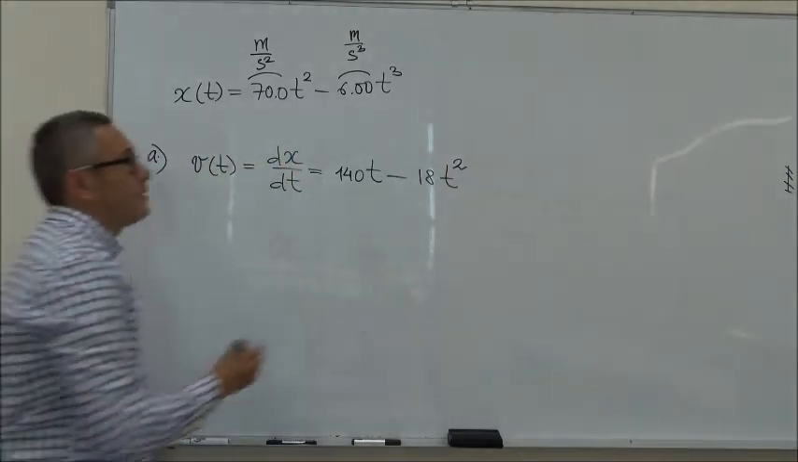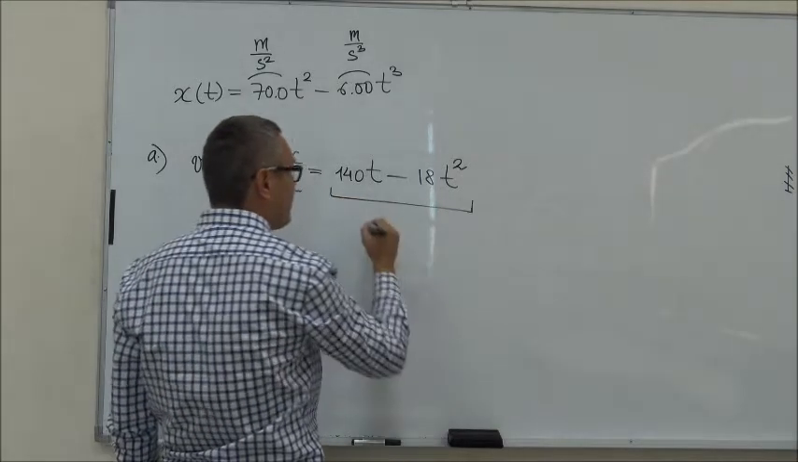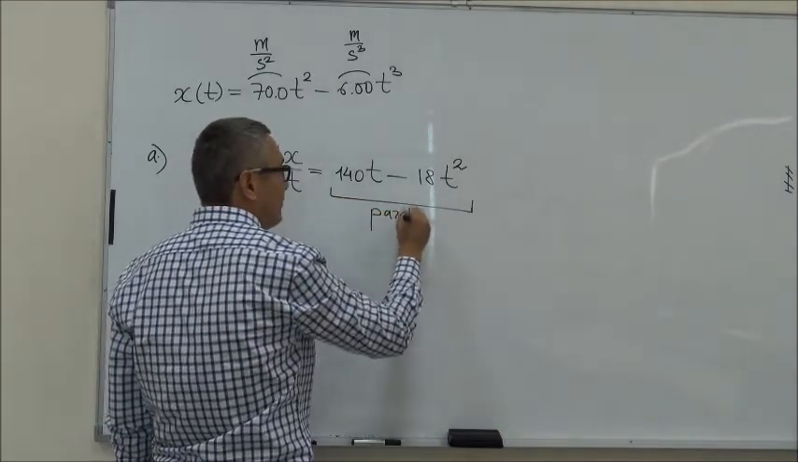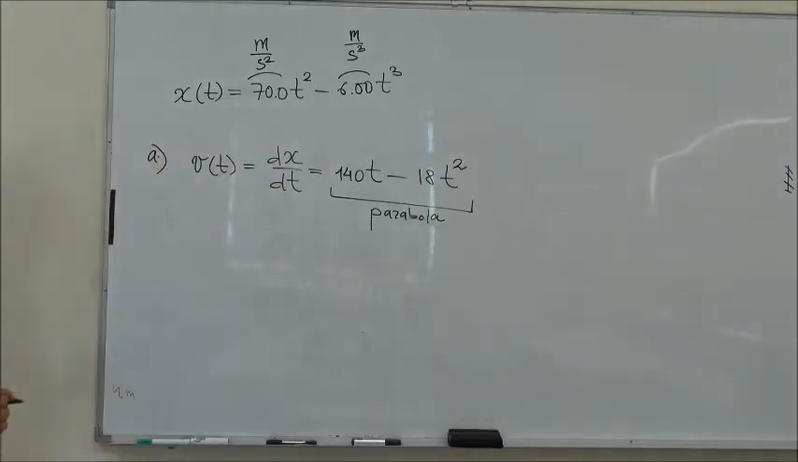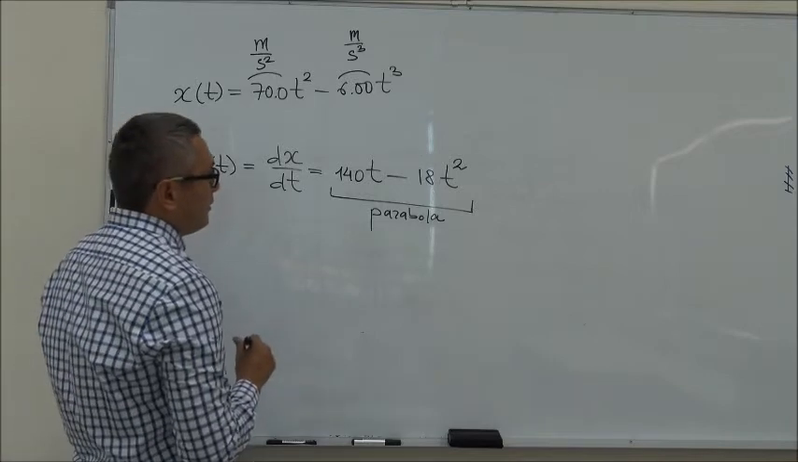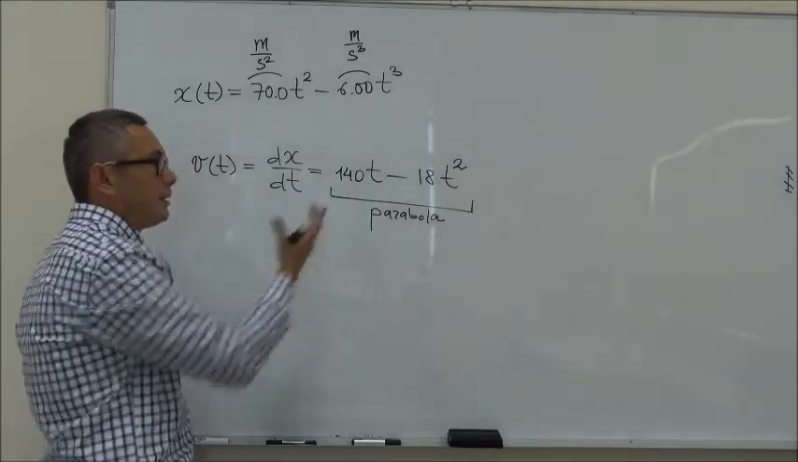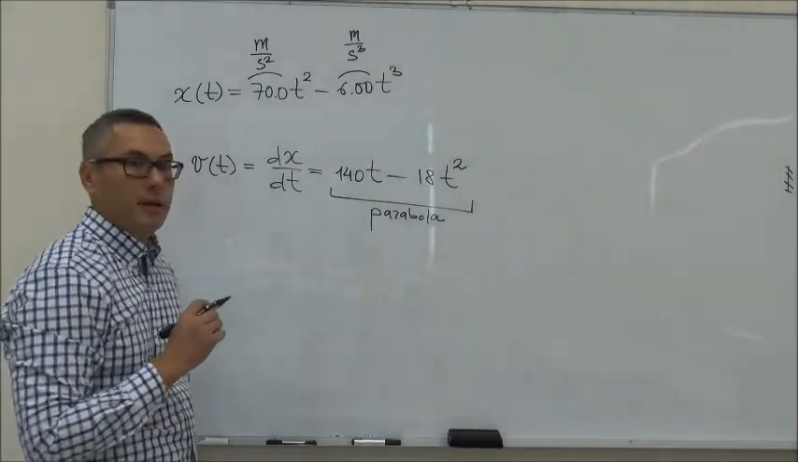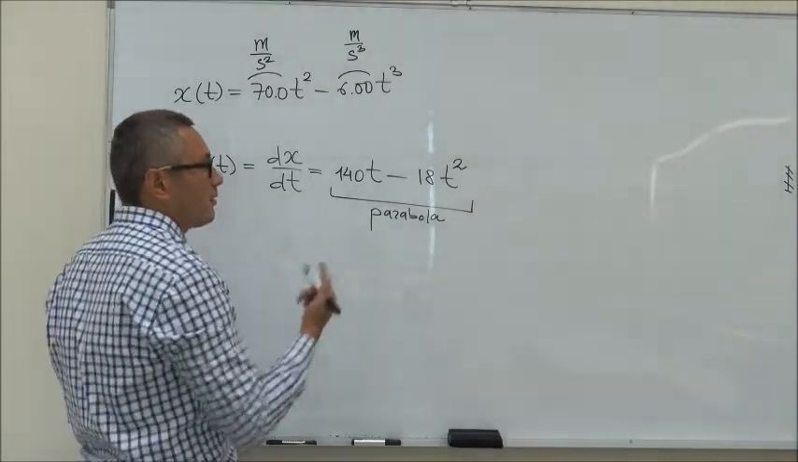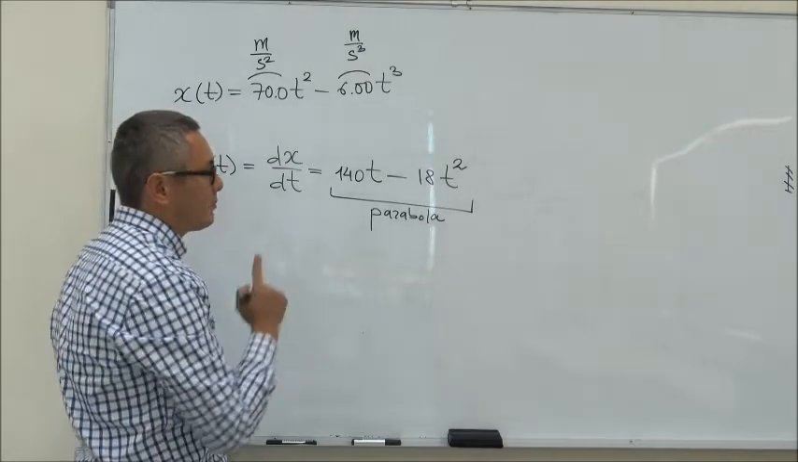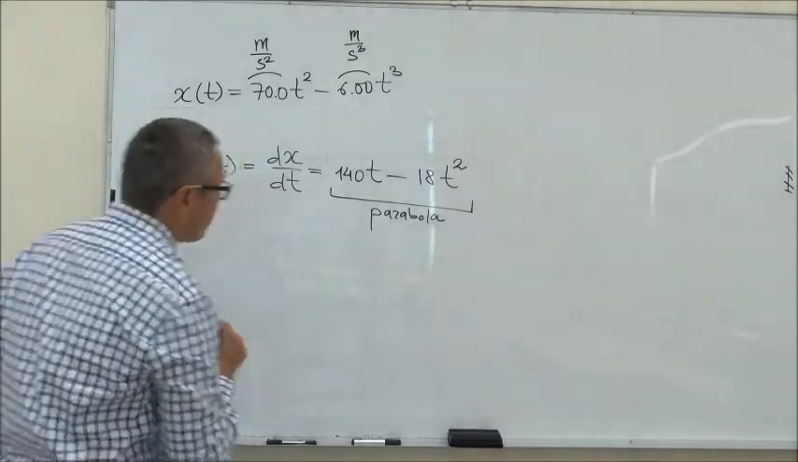Now what kind of dependence is this? Clearly this is a parabola if you draw it with respect to time. So let's go ahead and draw it and see how velocity depends on time graphically. Now, when we have a parabola, it has either a maximum or a minimum, so we need to figure out the position where it has this extremum.